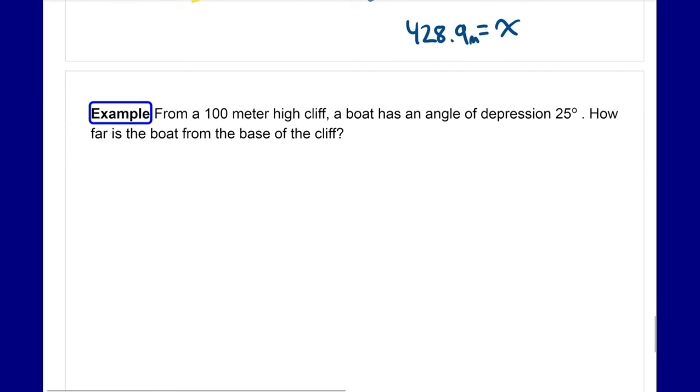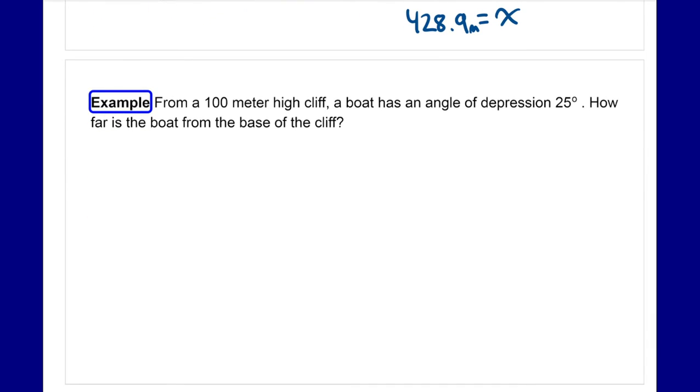From a 100-meter high cliff, a boat has an angle of depression of 25 degrees. How far is the boat from the base of the cliff? So this one's going to be a little different. We can draw our cliff here. We've got some grass, which then cuts down. Maybe we'll draw a little fence on the edge of our cliff. We don't want anyone walking off.